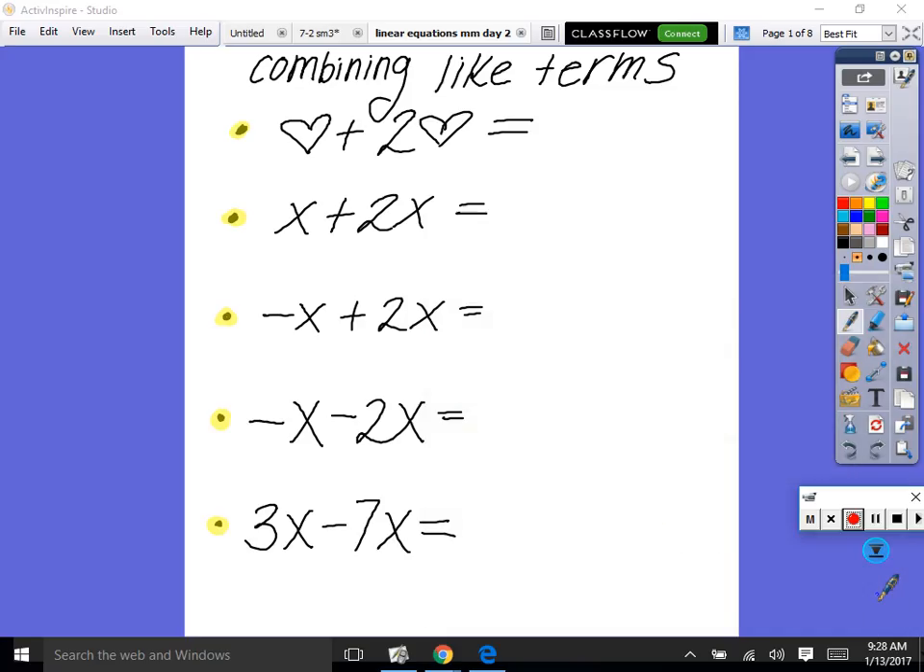Participate. You have to pay attention. Here we go. So, combining like terms. We're just going to start back from basics because, like I said, last time the worksheet didn't work out, and I could have taught better. So focus. Everybody up here.